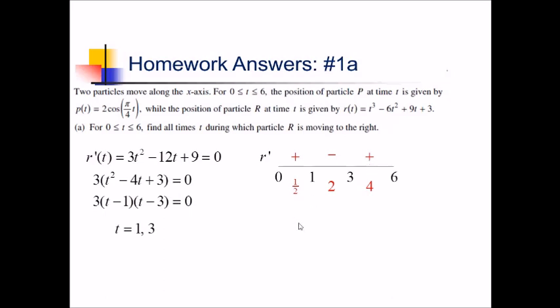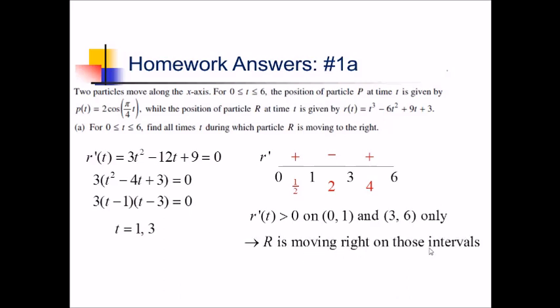So I notice here that r prime is positive on the intervals from 0 to 1 and 3 to 6 only. That means that my particle is going to be moving right on those intervals. Since this is on the x-axis, a positive velocity means we're moving in the positive direction, which is to the right.